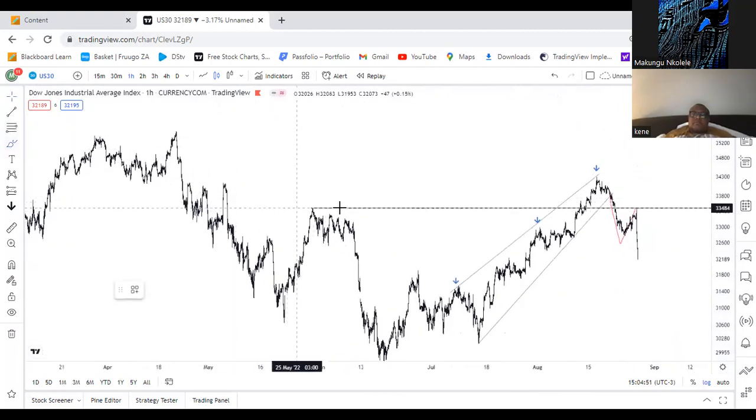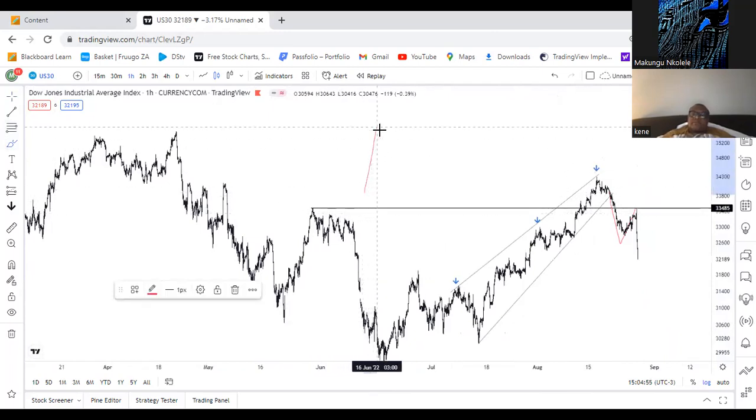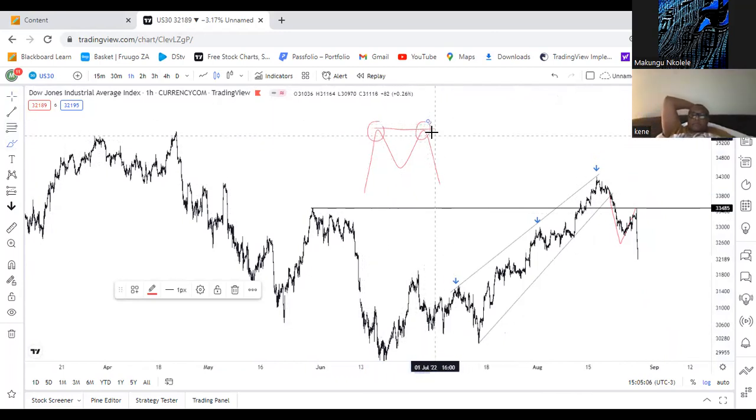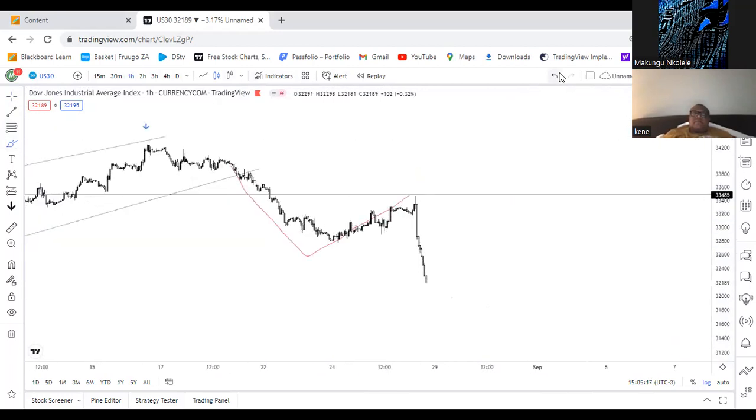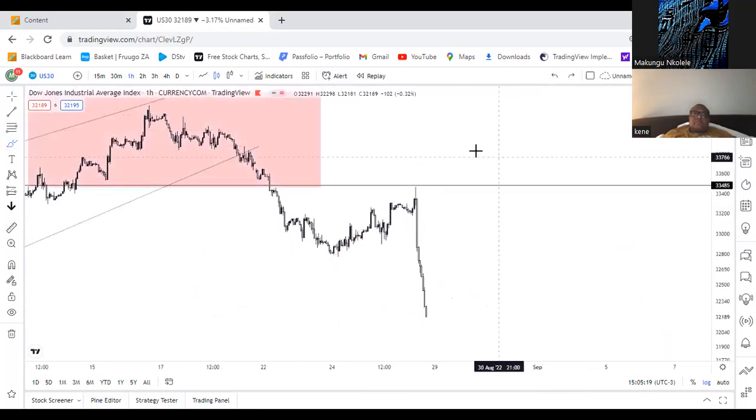Do you know what a double top formation is? Oh, yes, I do. So it's basically an M pattern where the top is relatively equal, meaning that the price is most probably gonna go to the downside. Yes. Okay, good. So in our case, the price did reject.